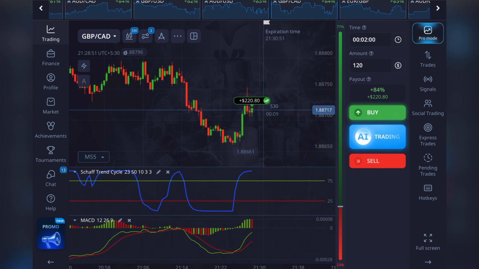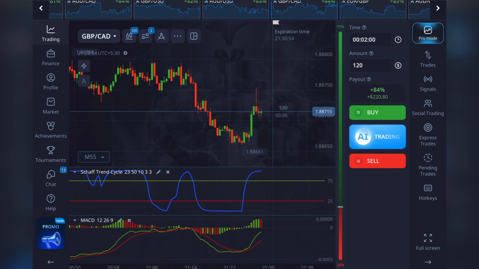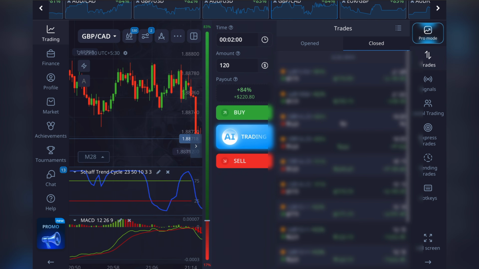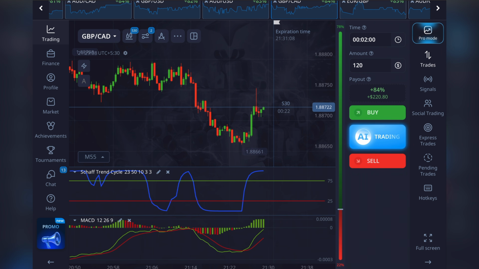This setup also closed in the expected direction. Now, let's continue and see whether the next chart gives us another clear example.